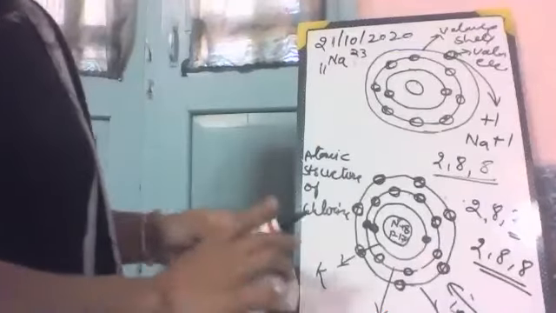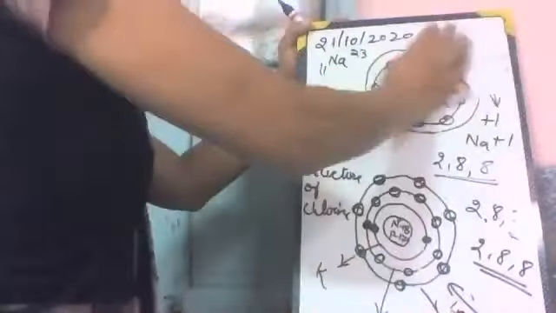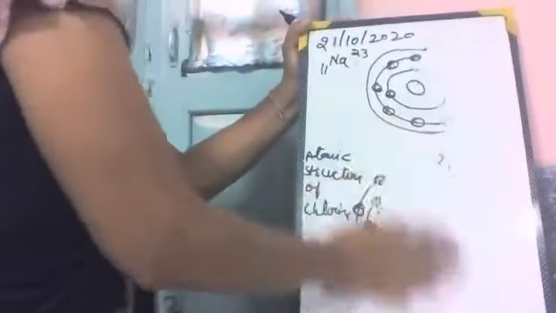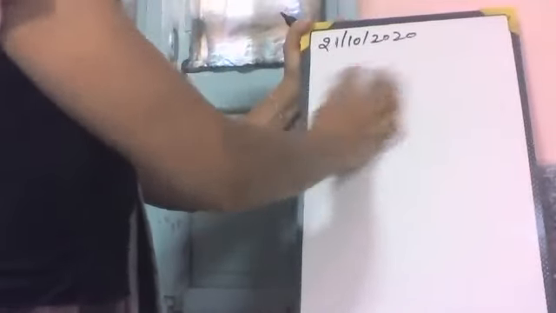The importance of valence electrons can be known from the fact that they represent the combining power of a given atom. Here is a chart. Now time is almost over. I will explain only this chart.